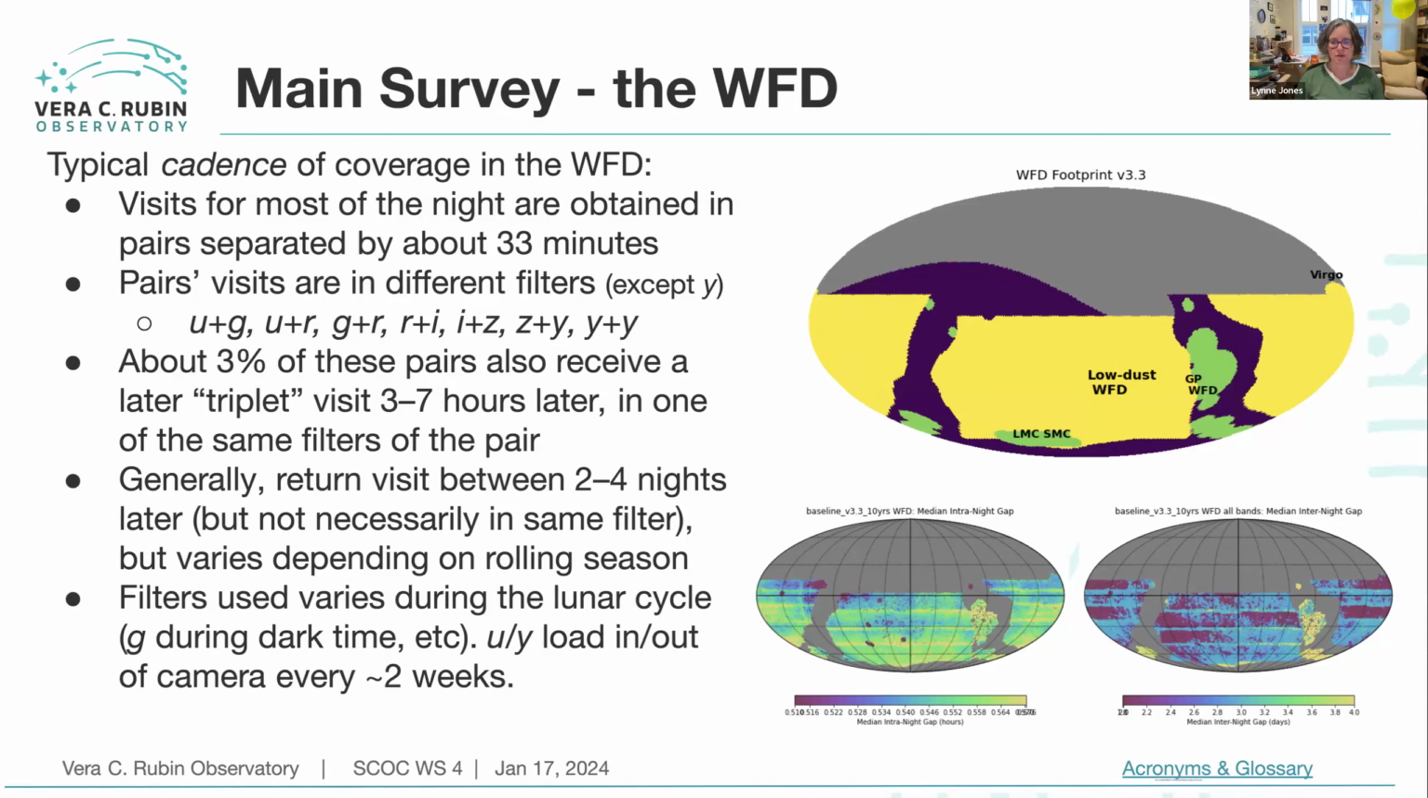And about 3% of those pairs also get a later triplet visit 3 to 7 hours later in one of the same filters of the pair. In general, we return again to the same pointing 2 to 4 nights later, not necessarily in the same filter. When we return depends a bit on whether it's an active rolling season or an inactive rolling season, because that will flip up and down.